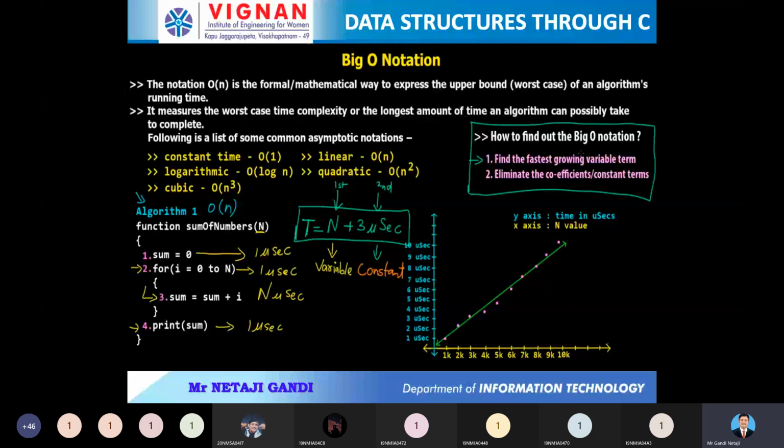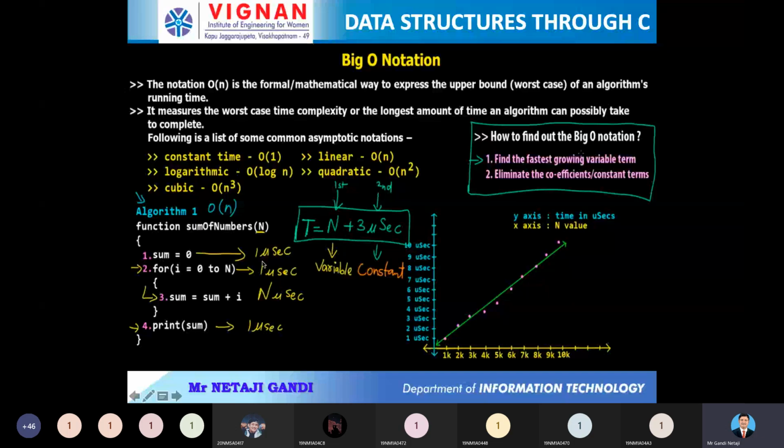It is n number of microseconds, which can be taken as 1 microsecond each. Now what is the time complexity? N plus 3 microseconds. Every time this one is constant, this one is constant, this one is constant. The only thing that can change is the variable, called n. So that's why T is equal to n plus 1 plus 1 plus 1, 3 microseconds.